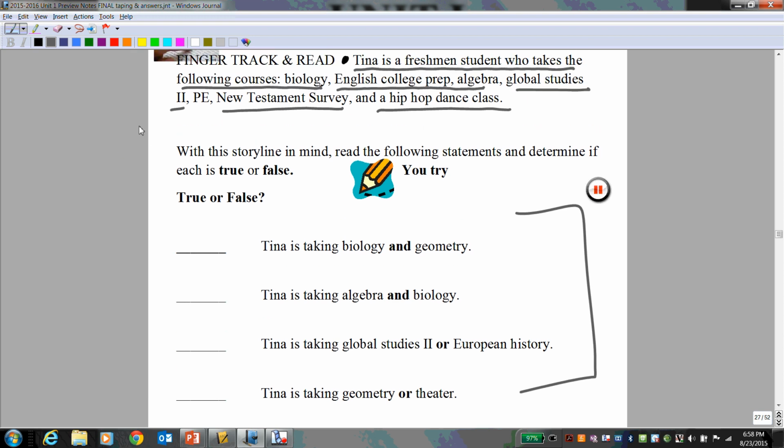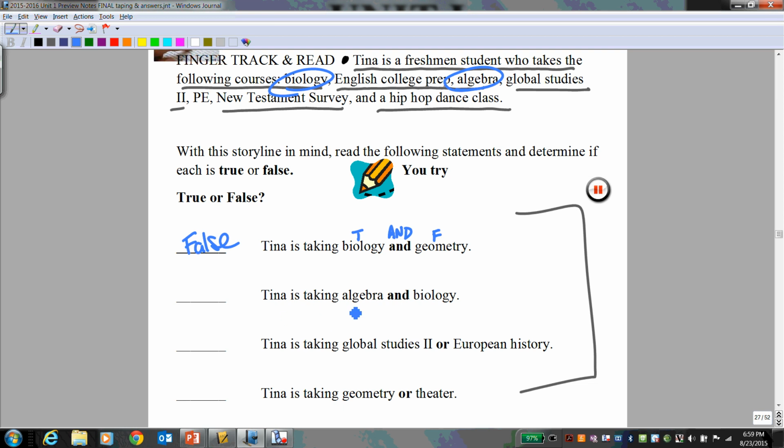Ready? Let's take a look here. So this first one, we have an and statement. An and statement is true only if both parts are true. Tina is taking biology and geometry. Well, yes, she is taking biology. It's right here. But it says and geometry. That's a no because she's taking algebra. So although she's taking biology, she's not taking geometry. And statements are only true if both parts are true. So we would call this false.